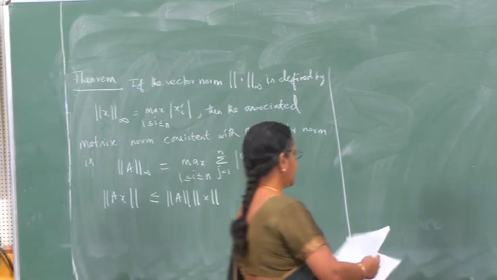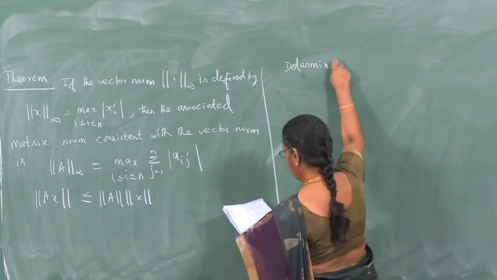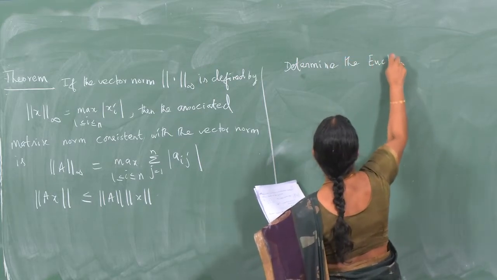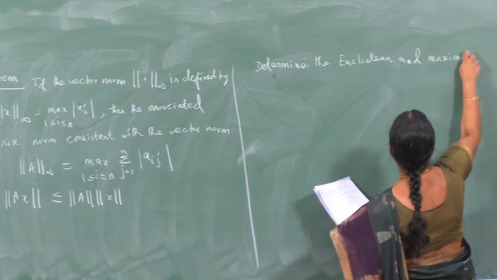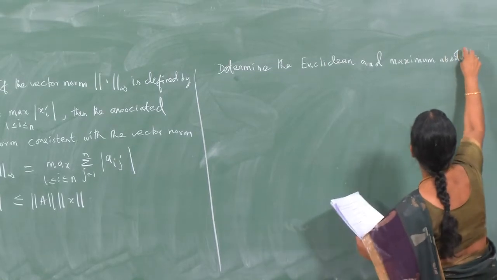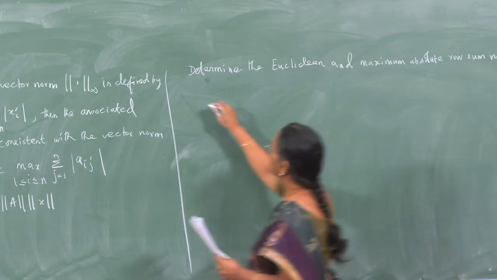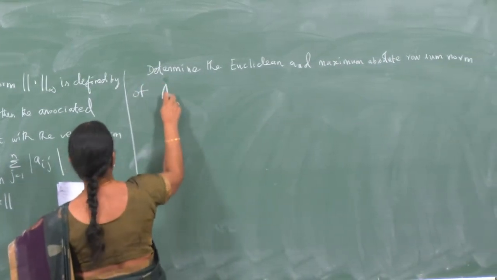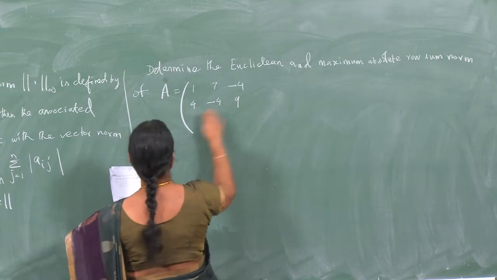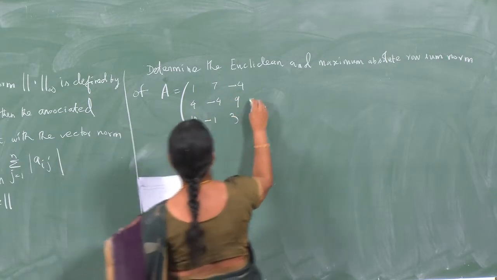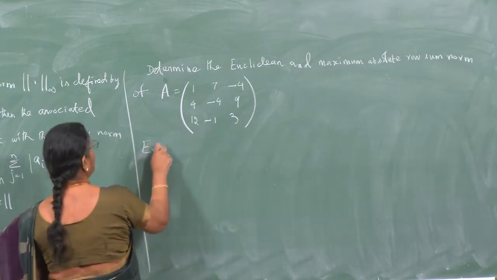So, let us now consider the following example. Let us determine the Euclidean and maximum absolute row sum norm of the matrix A, which is [1, 7, -4; 4, -4, 9; 12, -1, 3]. So, we want the Euclidean norm. So, what is the Euclidean norm?